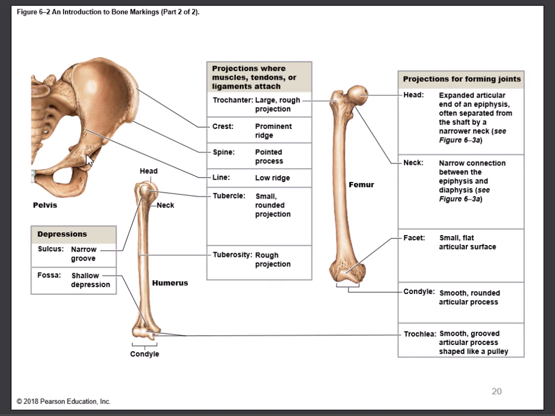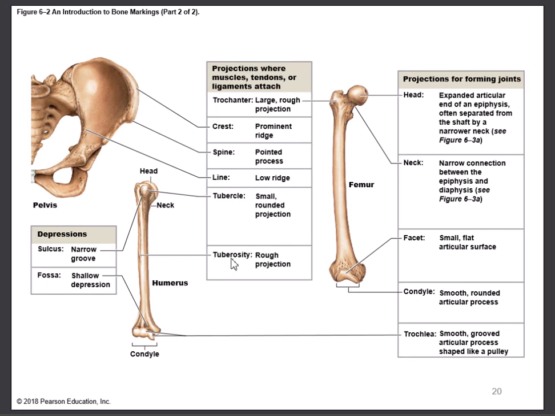The next structure is called the tubercle. So this happens to be the arm bone, the humerus. There's a rounded, smooth kind of projection on part of the humerus here. Since it's rounded and smooth, it's not that big. They call it a tubercle.